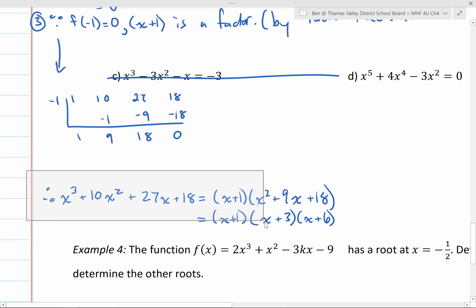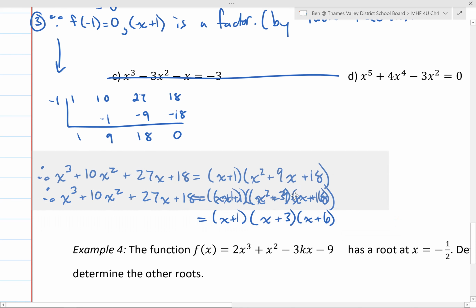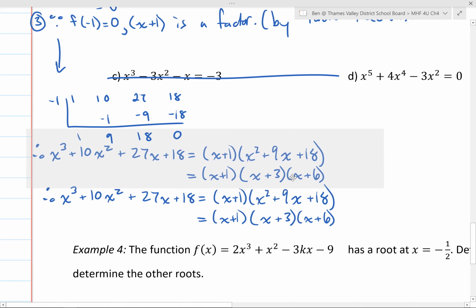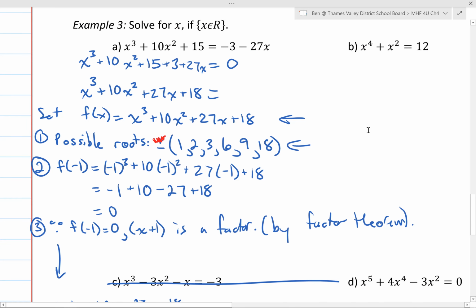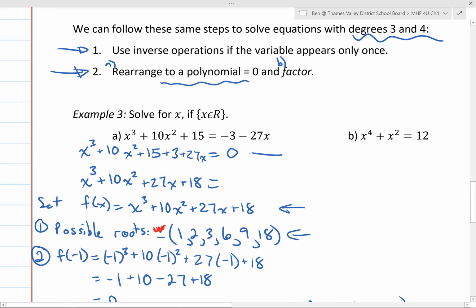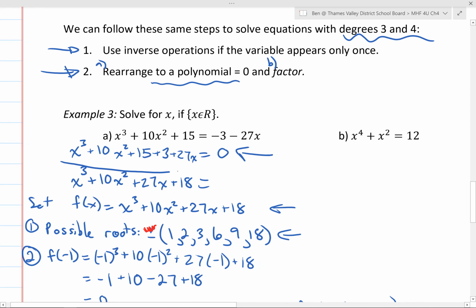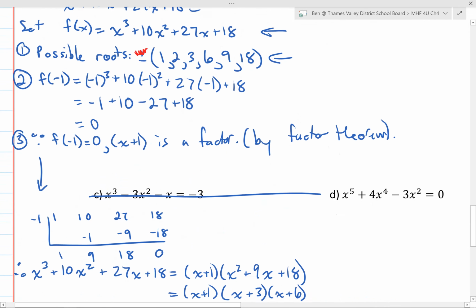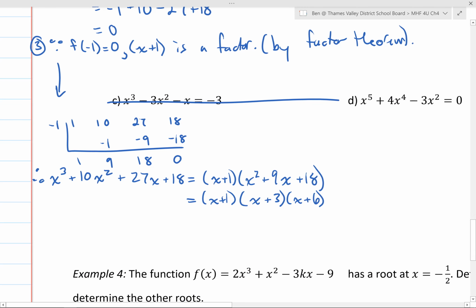I've just found factors. I need to remember that in my problem, f at x equals 0. If I come back up here, I'm working with what I called f at x on the left side. This is equal to 0 on the right-hand side. Well, I know how to work with 0 after I've factored it. So I set f at x equal to 0. So I'm working with 0 equals x plus 1, x plus 3, x plus 6.